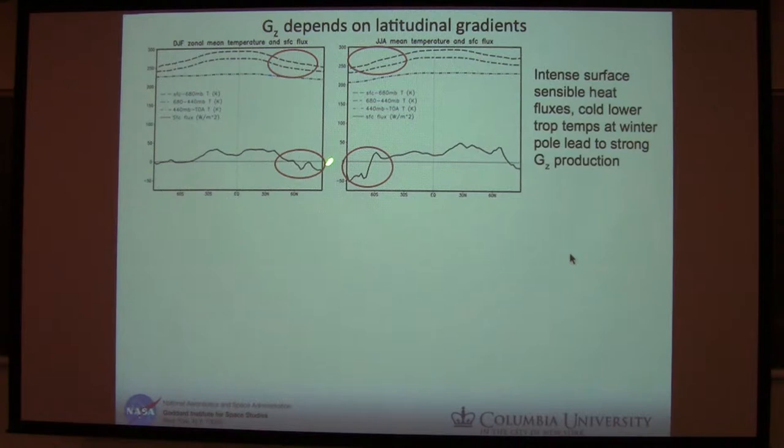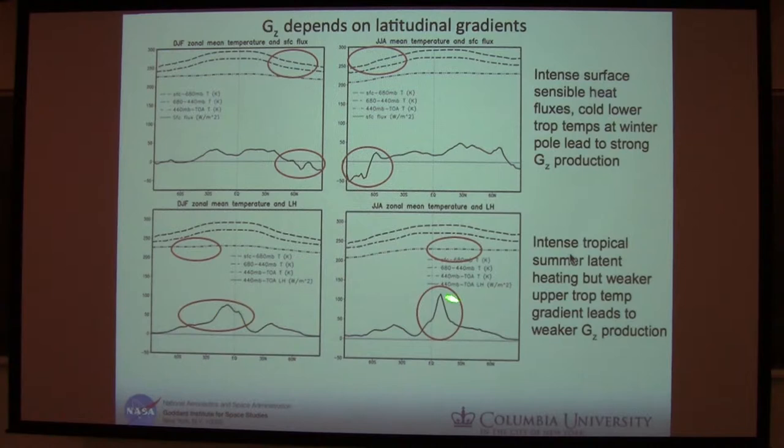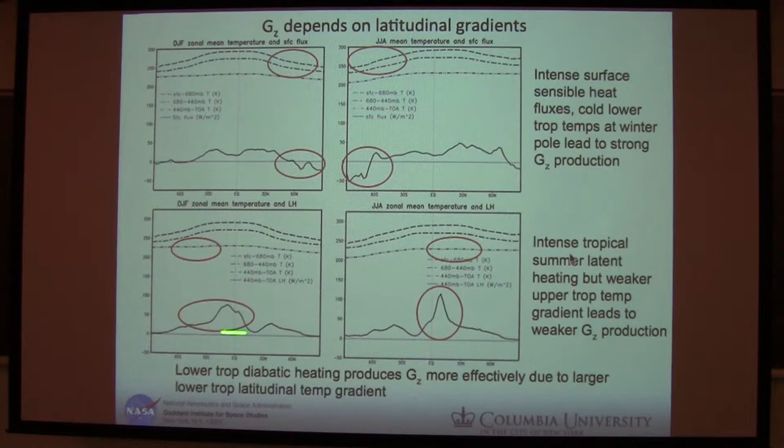Now, contrast that to the situation with latent heating in the upper troposphere. These are the same temperature curves as before, but instead the solid curve down here is upper troposphere latent heating. And you see that there's intense heating in the summer tropics, but that this heating occurs in a region where the temperature gradients are small. So despite the very high magnitude of heating, it's not very effective at generating available potential energy. So the reason why surface sensible heat fluxes are so effective despite their small magnitude is that they occur in the lower troposphere, where diabatic heating produces GC most effectively because of the larger temperature gradients there.